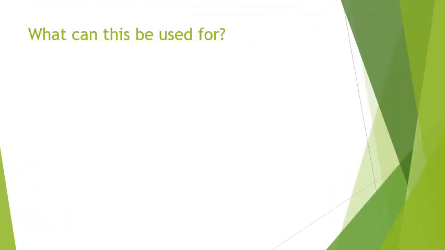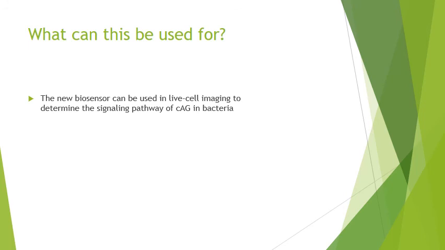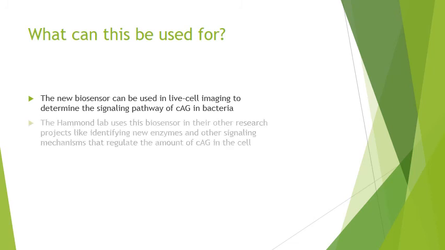So what can these be used for? The new biosensors can be used in live cell imaging to determine the signaling pathways of CAG in bacteria, and the lab that developed it is also using the biosensors in their other research projects, like identifying new enzymes or other signaling mechanisms that regulate the amount of CAG in the cell.